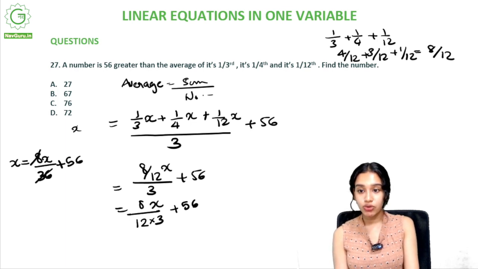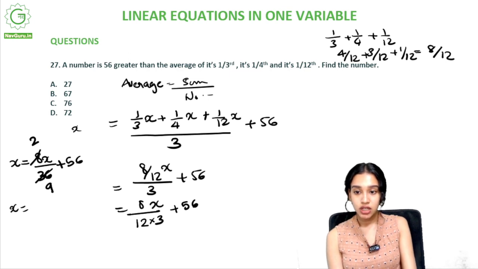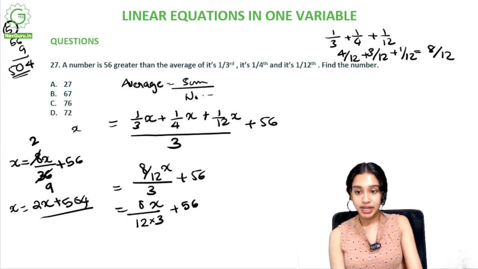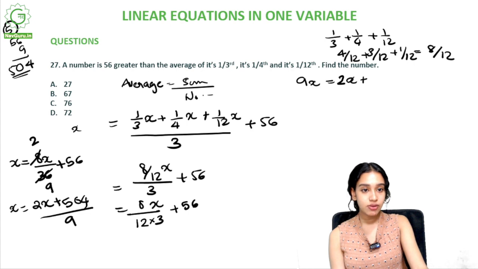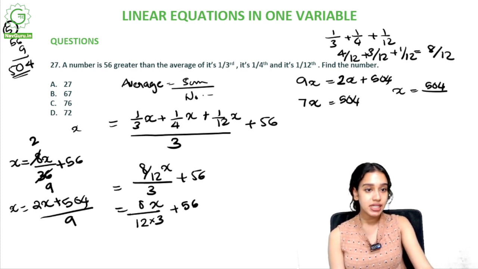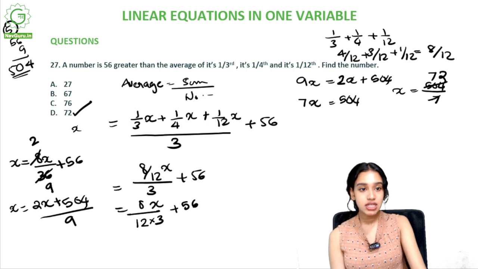So we could cancel out 4 from both of these. We get 2 times 4 is 8 and 9 times 4 is 36, right? Now we'll do the calculation where x is equal to 2x plus 56 into 9. 6 nines are 54, 5 balance. 5 nines are 45 plus 5 is 50, so 504 by 9, right? Now we'll do the calculation. We'll get 9x is equal to 2x plus 504. So 9x minus 2x is equal to 7x is equal to 504, and x becomes 504 by 7. So 7 7s are 49 and we have 14 here, so 2. So the number is 72.